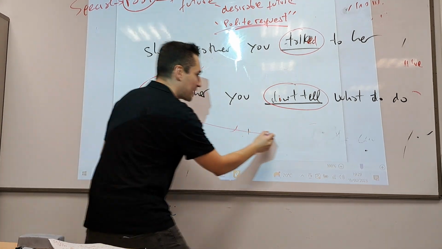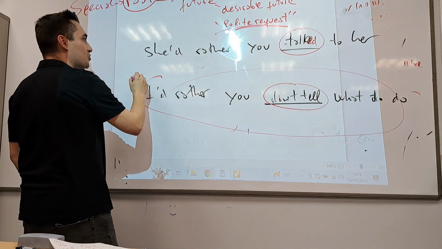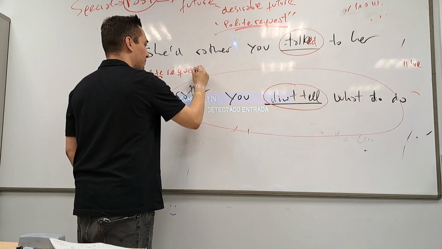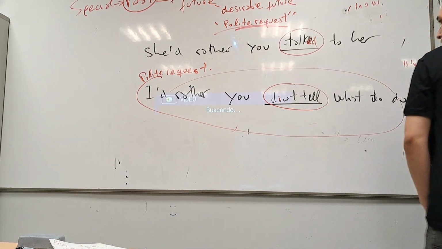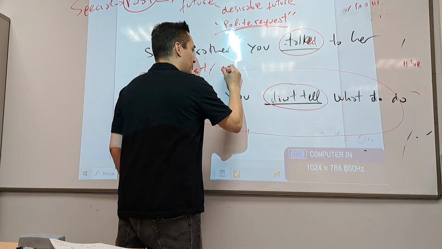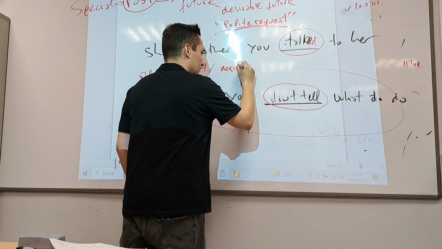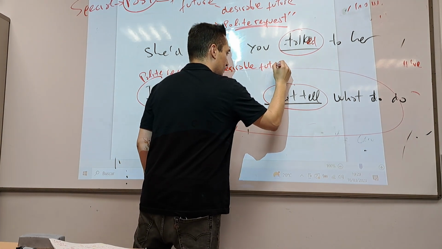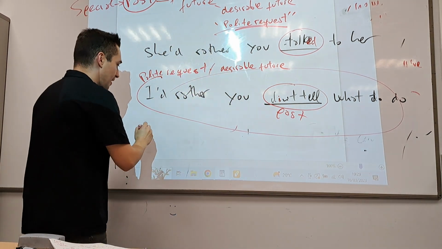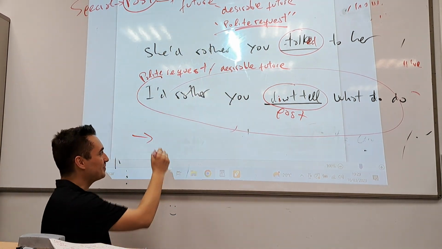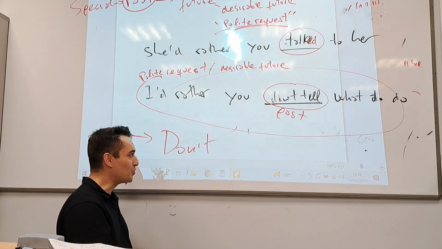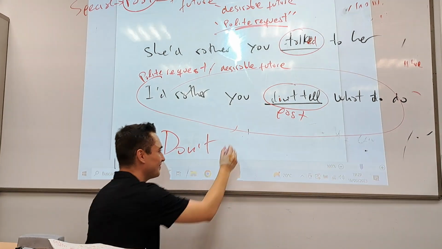What is a more direct way of saying this? Not polite. This is super polite, yeah? This is a very polite request. I'd rather you didn't tell me what to do. Very polite request, or desirable future. And I'm using the past. A more direct way to say it? Full sentence, please, Patricia. Don't tell me what to do.